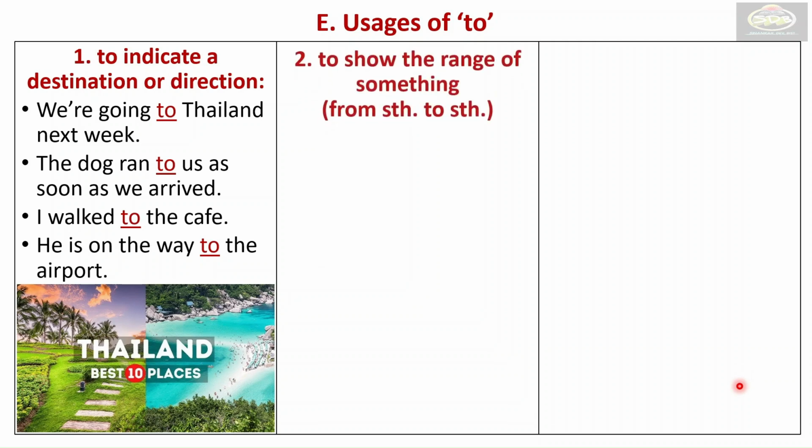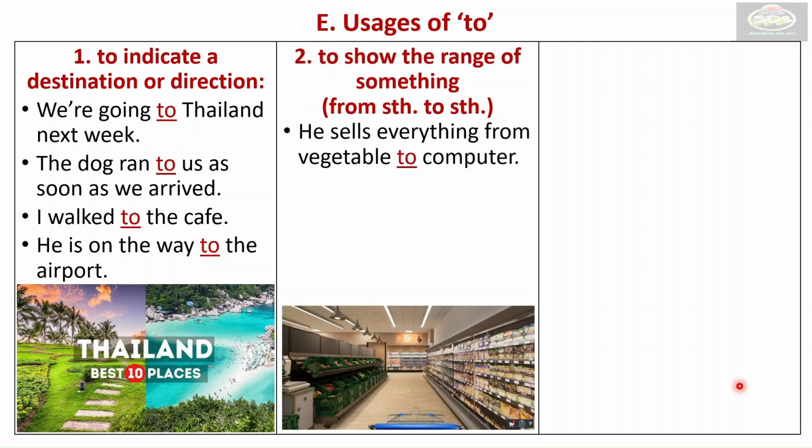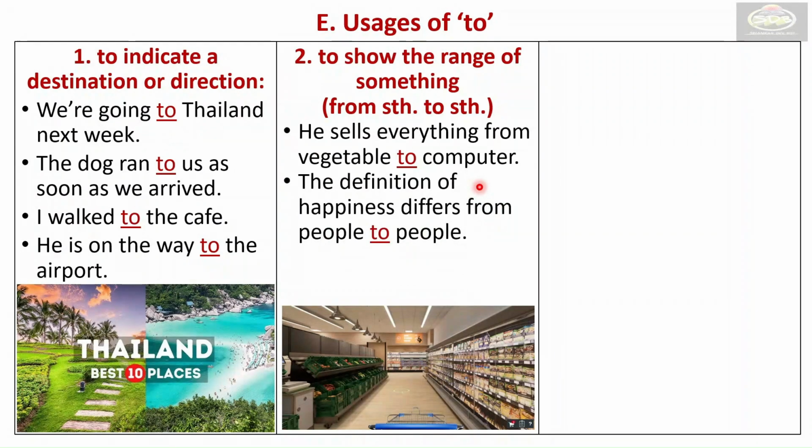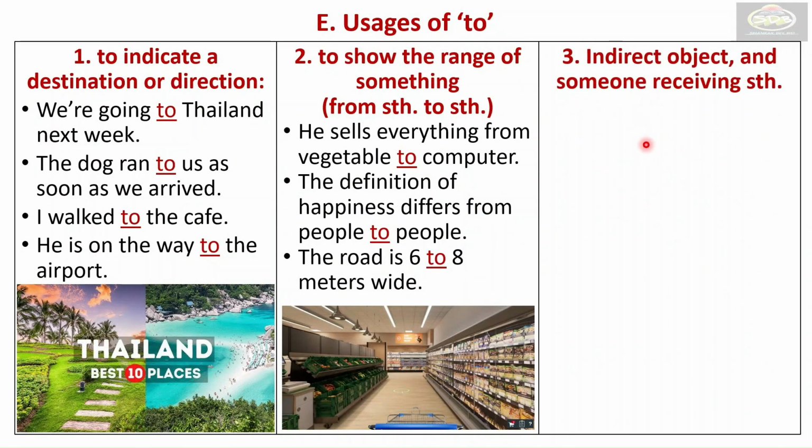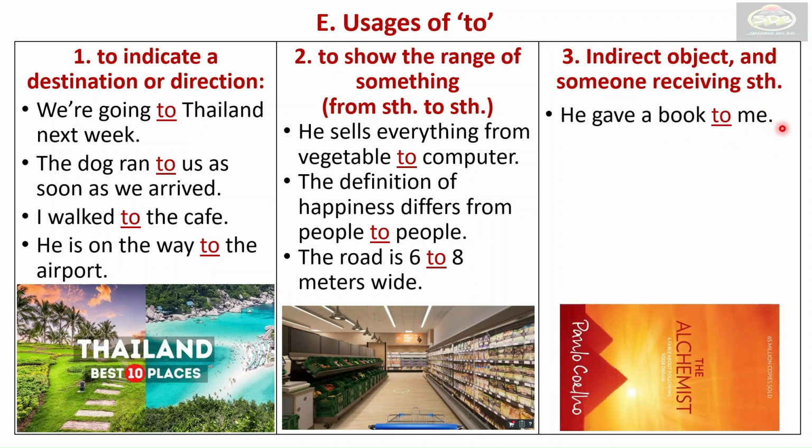Next one is range. The same rule which we have already discussed in from. He sells everything from vegetables to computer. From to. Both the prepositions are used here. From people to people. The road is 6 to 8 meters wide. Another one is indirect object and someone receiving something. He gave a book to me. I am the one who is receiving that book. To me. Me is indirect object and a book is direct object.